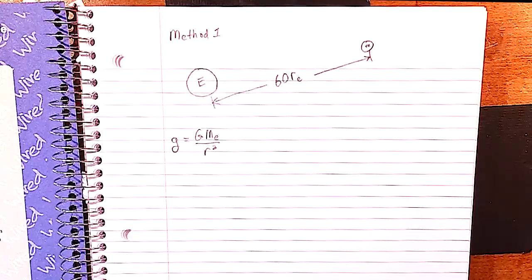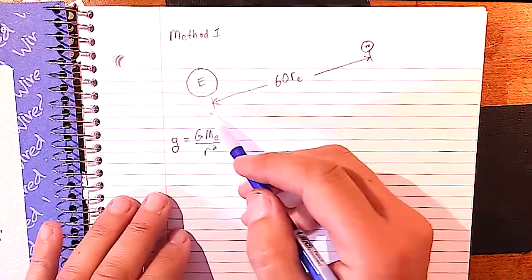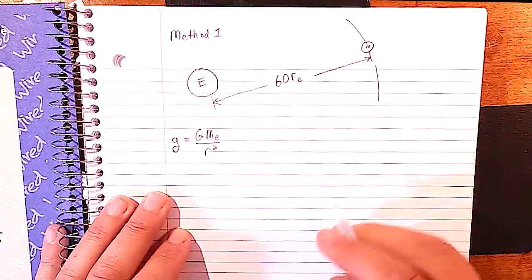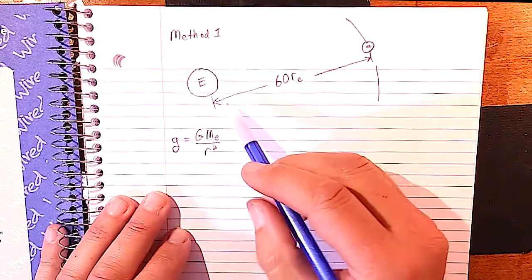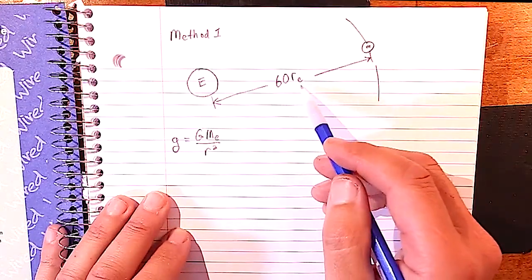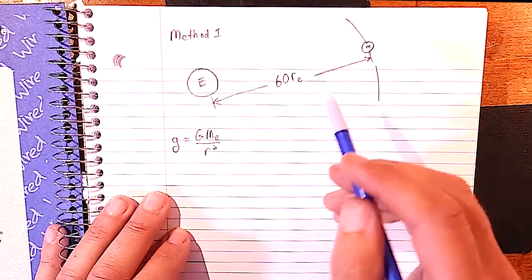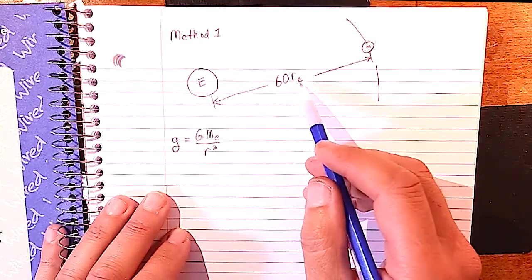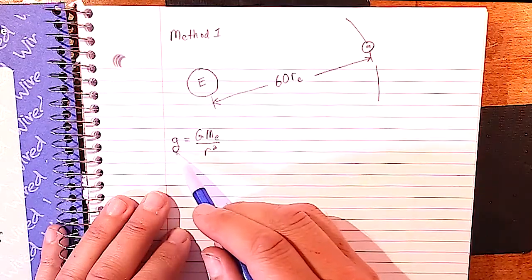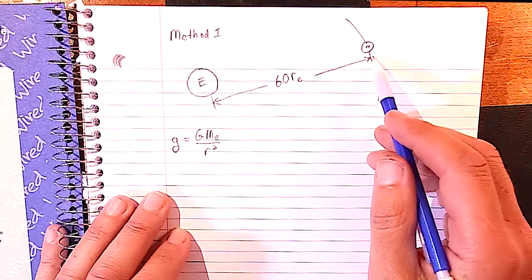Okay, let's go ahead and look at this very interesting problem. We have the Earth, we have the Moon that's orbiting around the Earth, and the distance from the center of the Earth to the center of the Moon is about 60 Earth radii. So if we know that, we can figure out the gravity at the Moon. We can figure out the acceleration due to gravity at this point.